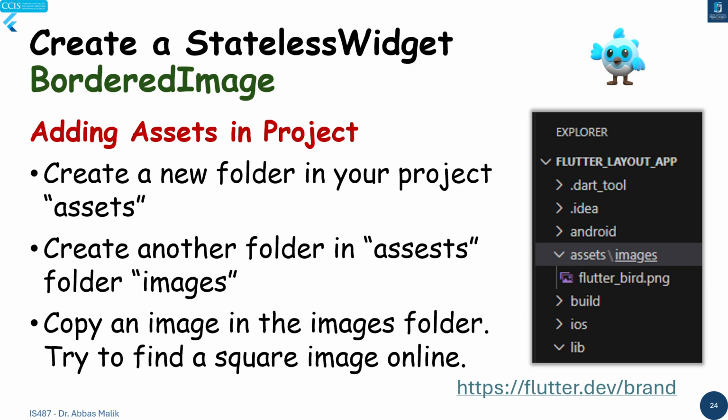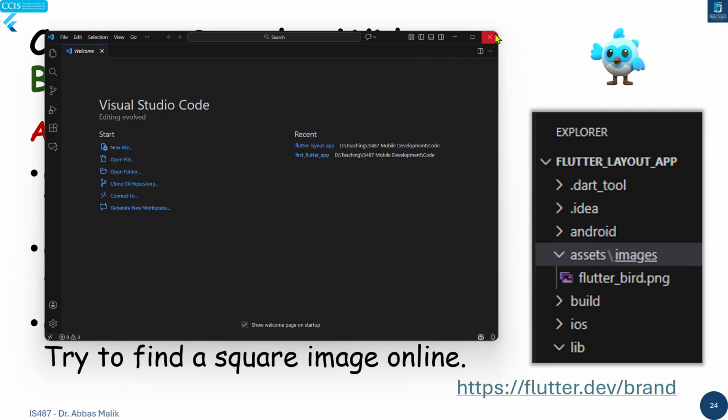Now we also have stateless widgets, and we also have stateful widgets. So let us create a stateless widget, which is simpler as compared to the stateful widget. What I'm going to do is create a new application. For that, I need to open VS Code. Let me open VS Code in a new window. So this is our new window that you can see.